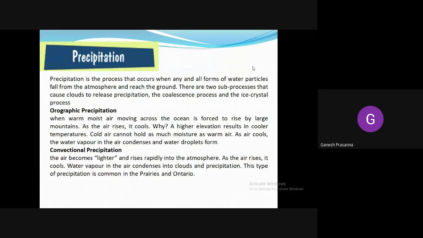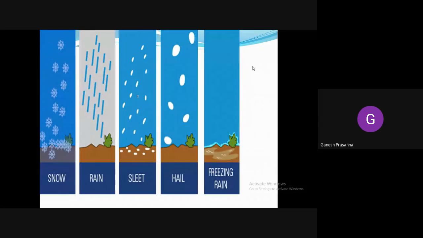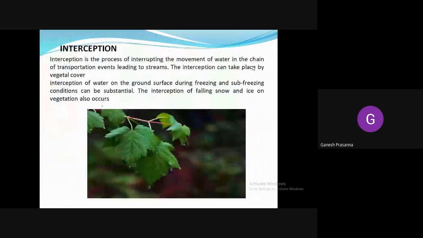There are very different forms of precipitation. You can see all these are forms of precipitation itself. Snow is a form of precipitation, rain is a form of precipitation, sleet, that is small droplets from the clouds falling down, is a form of precipitation. Hail is also a form of precipitation. Freezing rain, where the rain freezes the water, is also a form of precipitation. These are the different types of precipitation.